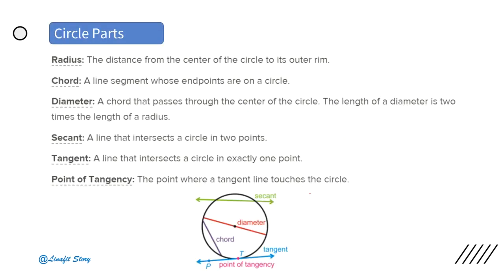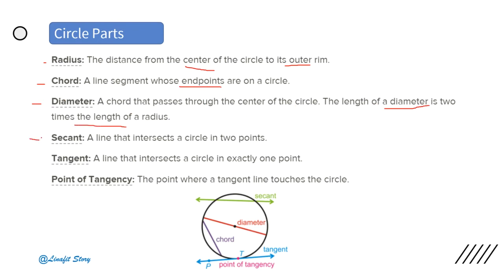Circle parts. A circle consists of some parts. For example, there is a radius. A radius is the distance from the center of the circle to its outer rim. And then chord. A chord is a line segment whose endpoints are on the circle. A diameter is the chord that passes through the center of the circle. The length of a diameter is 2 times the length of a radius.